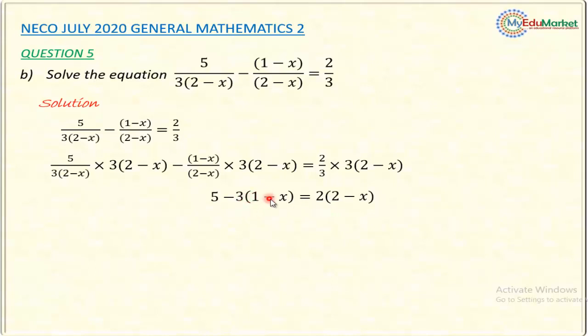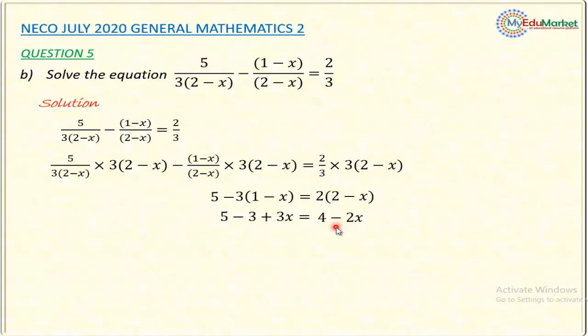So 3 will multiply this bracket and this 2 will multiply this. Let me do that. I'm going to have 5 minus 3 plus 3x, that is, minus 3 into the very first bracket: minus 3 times 1 is minus 3, and minus 3 times minus x is positive 3x. I'll expand this also: 2 times 2, 2 times minus x, that gives the answer 4 minus 2x.